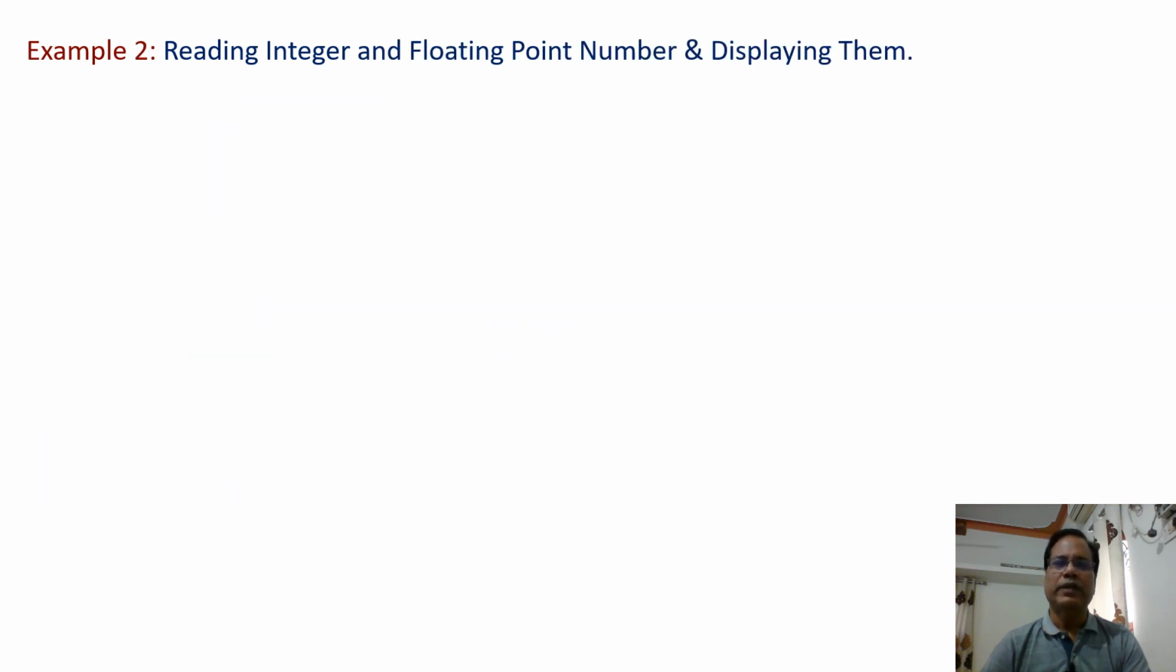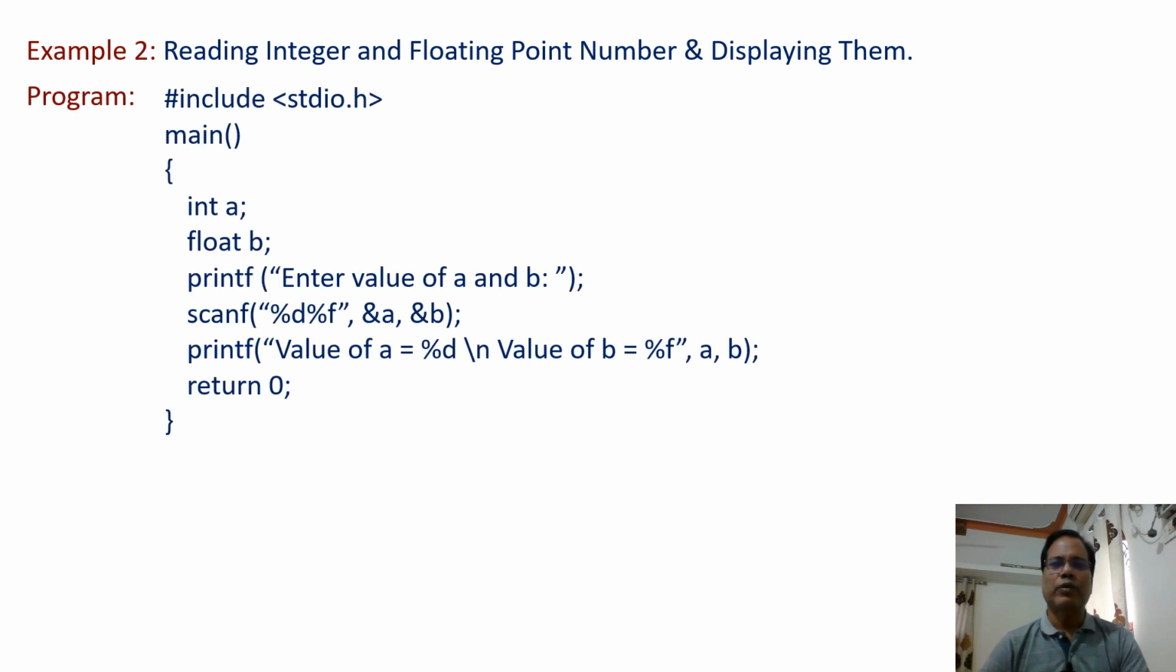Now let us take another example. In this example, we have to read integer and floating point data and display them. So we can write a program like this one. In this one, we declare two variables because we have to read the integer data as well as float data. So one variable is of integer type and another variable is of the float type.